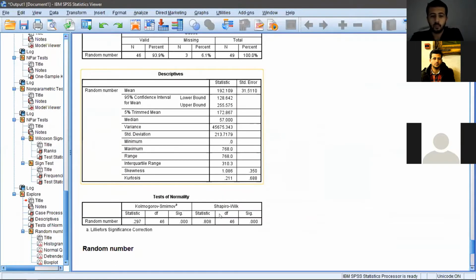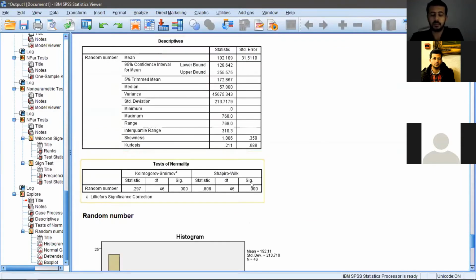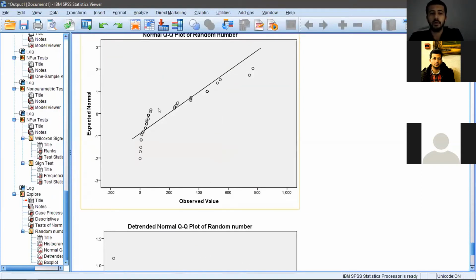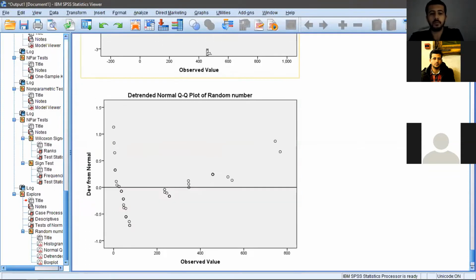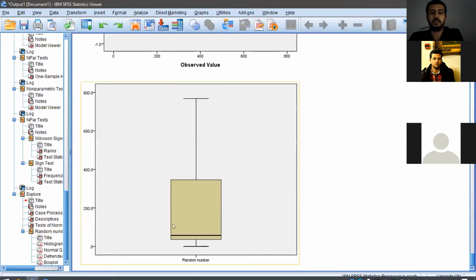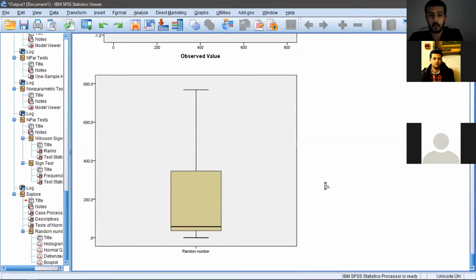Then we went to the Shapiro-Wilk, and it is significant. When these tests for normality are significant, then I can't assume that this distribution is a normal distribution. As you can see, there is a lot of skewness. The dots are not hugging the line in the normal QQ plot. They are not like a zigzag on the detrended QQ plot. And here you can see the skewness clearly.